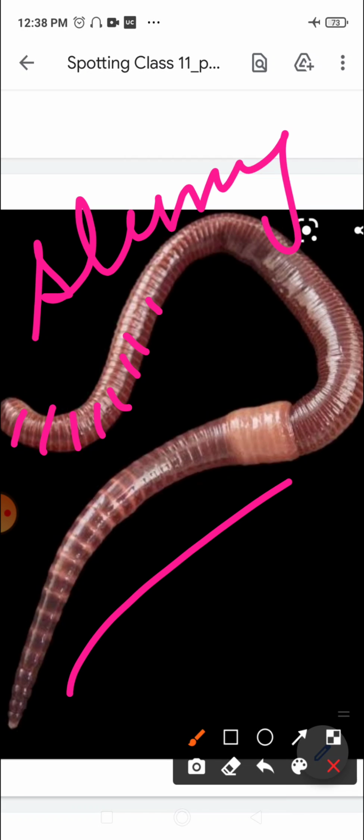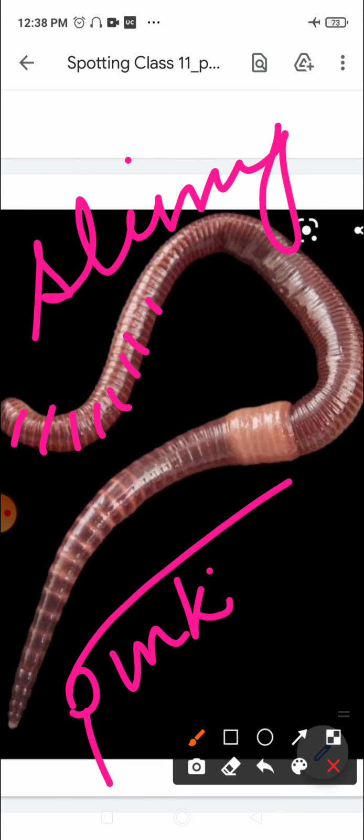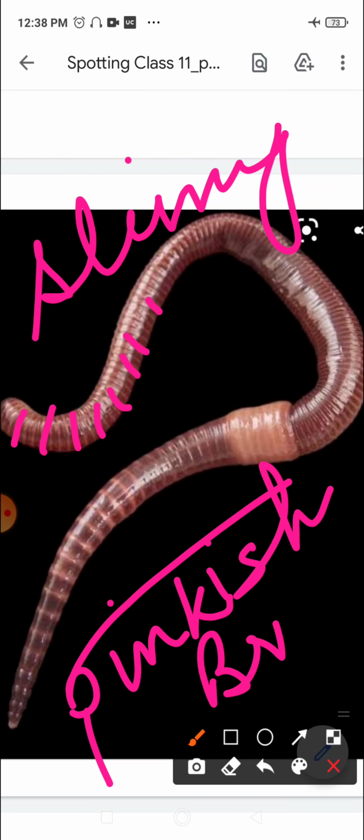So the body is slimy to the touch, pinkish brown in color. Obviously, when they move in mud, they appear to be brownish black in color. Otherwise it is pinkish brown in color.